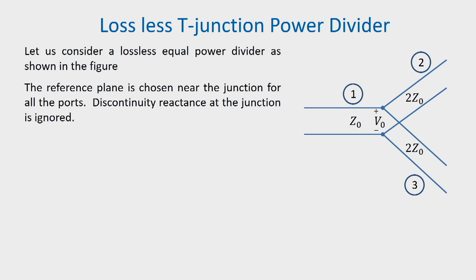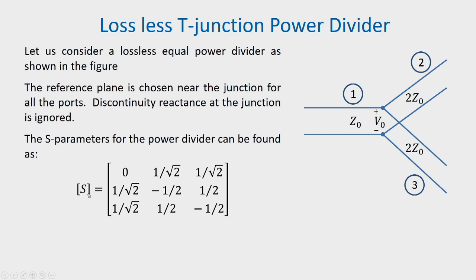Now, this power divider is an equal power divider and port 1 is matched. If we find the S parameters for this three port network, S is given by 0, 1 by root 2, 1 by root 2. S12 is 1 by root 2, and it is a symmetrical network, so we will have S21 also 1 by root 2, and we find that S22 and S33 are not 0.